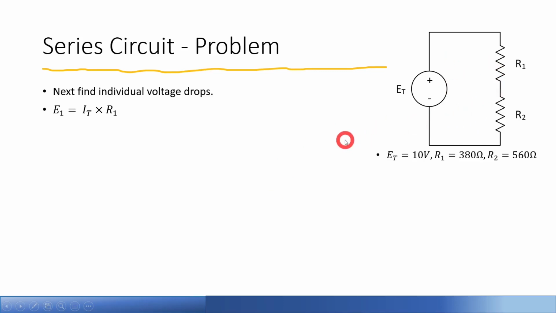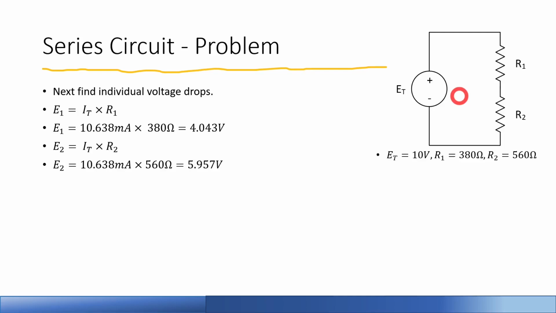Okay. So now we want to find our individual voltage drops because we know that we have 10.638 milliamps going through each one of those components. So we can use that current, 10.638 milliamps times the 380 ohms, and that's going to equal 4.043 volts. And that's going to be my voltage drop across this resistor. And same formula, just have to substitute R1 for R2 to get the E2. And so I'm going to, again, remember the current's common in a series circuit, so the 10.638 milliamps times my 560 ohms, and that's going to give me 5.957 volts.